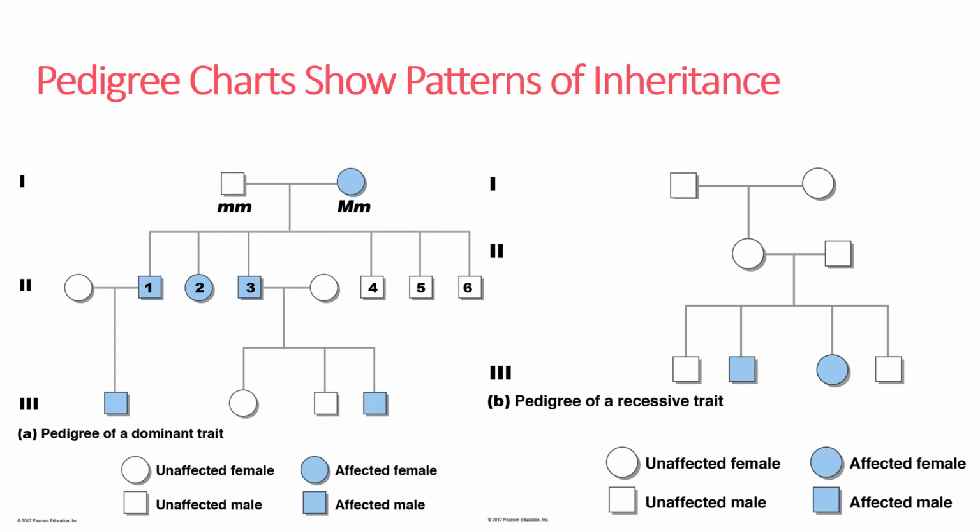In this pedigree chart, this is what inheritance would look like for a recessive trait. Mom and dad mate, and they don't display whatever trait we're thinking about.